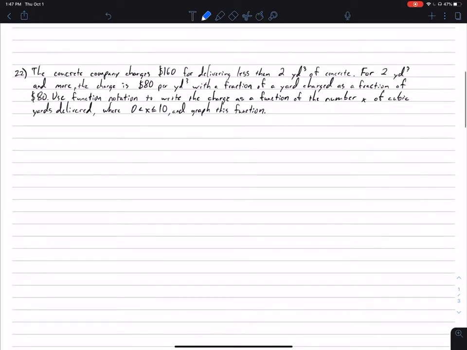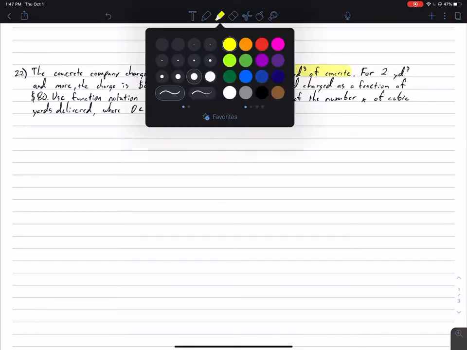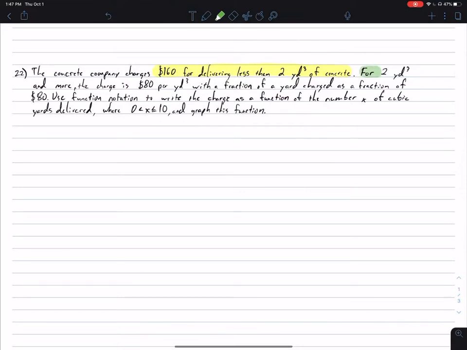Let's take a look at number 22. The concrete company charges $160 for delivering less than 2 yards of concrete. Now, for 2 yards and more, the charge is $80 per yard, again with a fraction of a yard charged as a fraction of $80. Won't worry too much about that, but use function notation to write the charge as a function of the number x of cubic yards delivered, where 0 is less than x, which is less than or equal to 10.